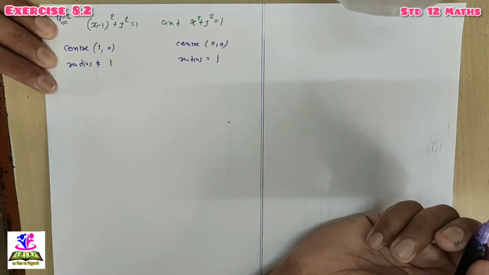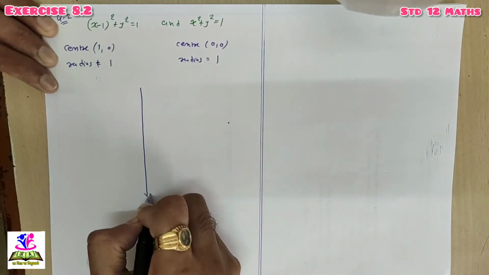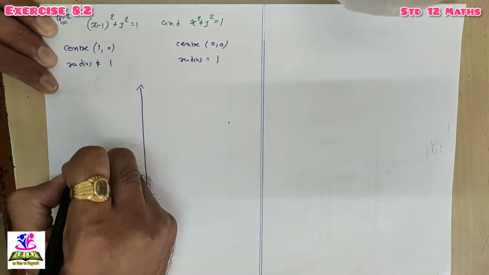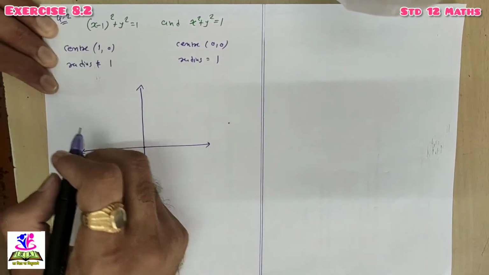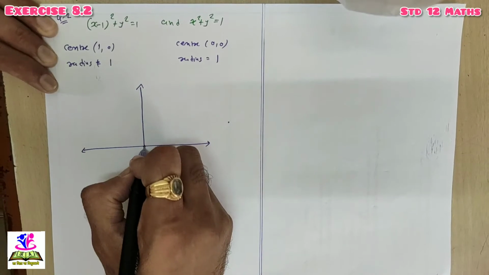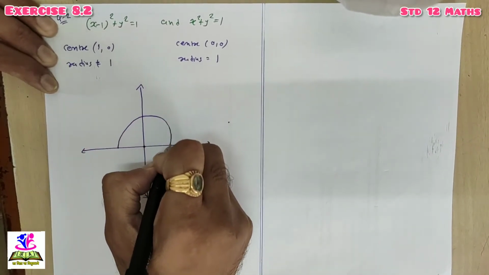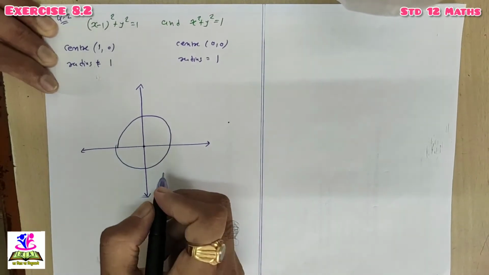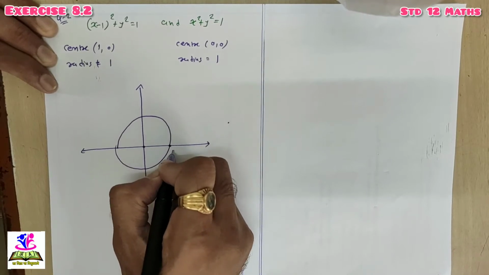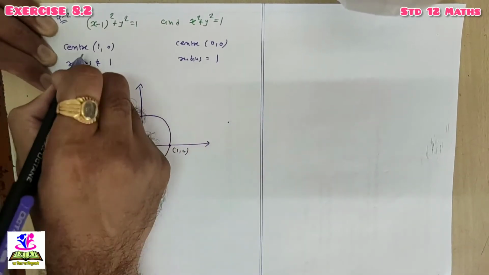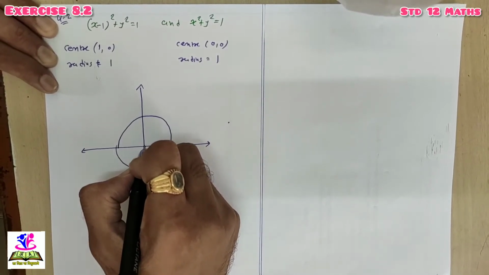by these two curves. So let's try to draw the diagram. So two circles are there with radius 1, one circle with center at the origin and another circle with center at 1, 0. So first circle with center at origin. Radius of this circle is 1. So coordinates of this point are 1, 0. And if we have to draw another circle with center at 1, 0 and radius 1, we are getting another circle like this.